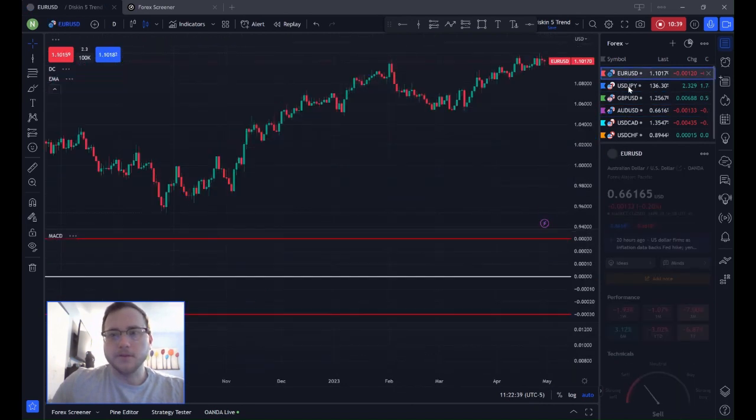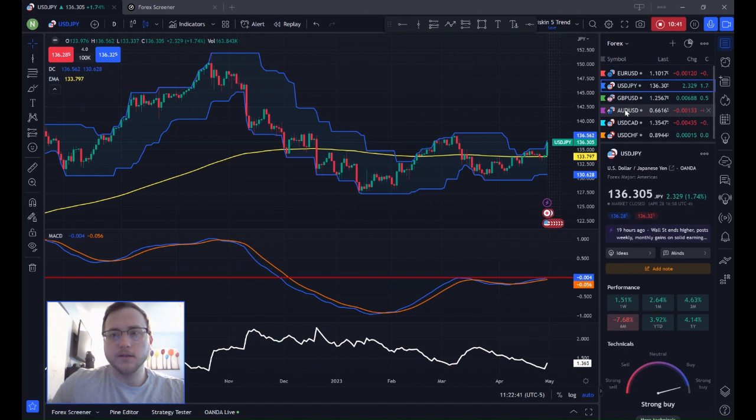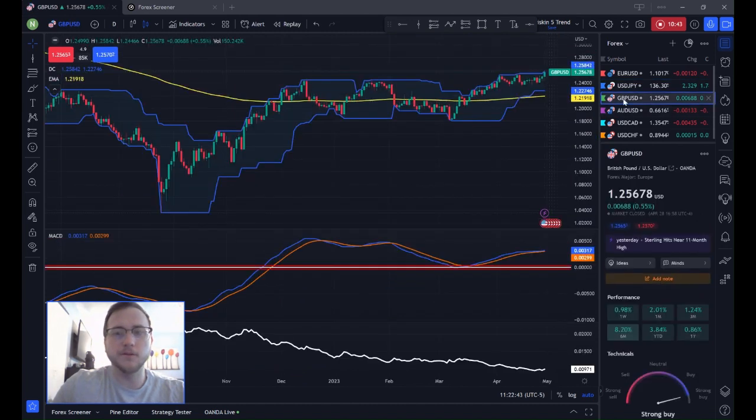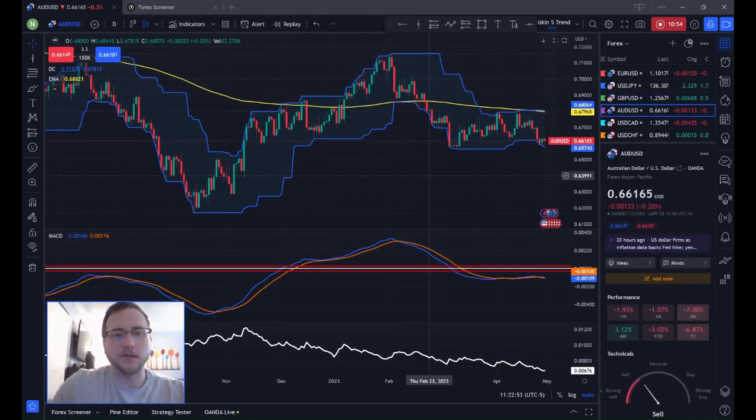I really like Euro to USD, USD to yen, GBP. The British pound to USD is pretty good. Sometimes I feel like it's a smaller market because they're not part of the euro. I like Aussie to USD. Same thing with Euro USD, we kind of have the same thing.